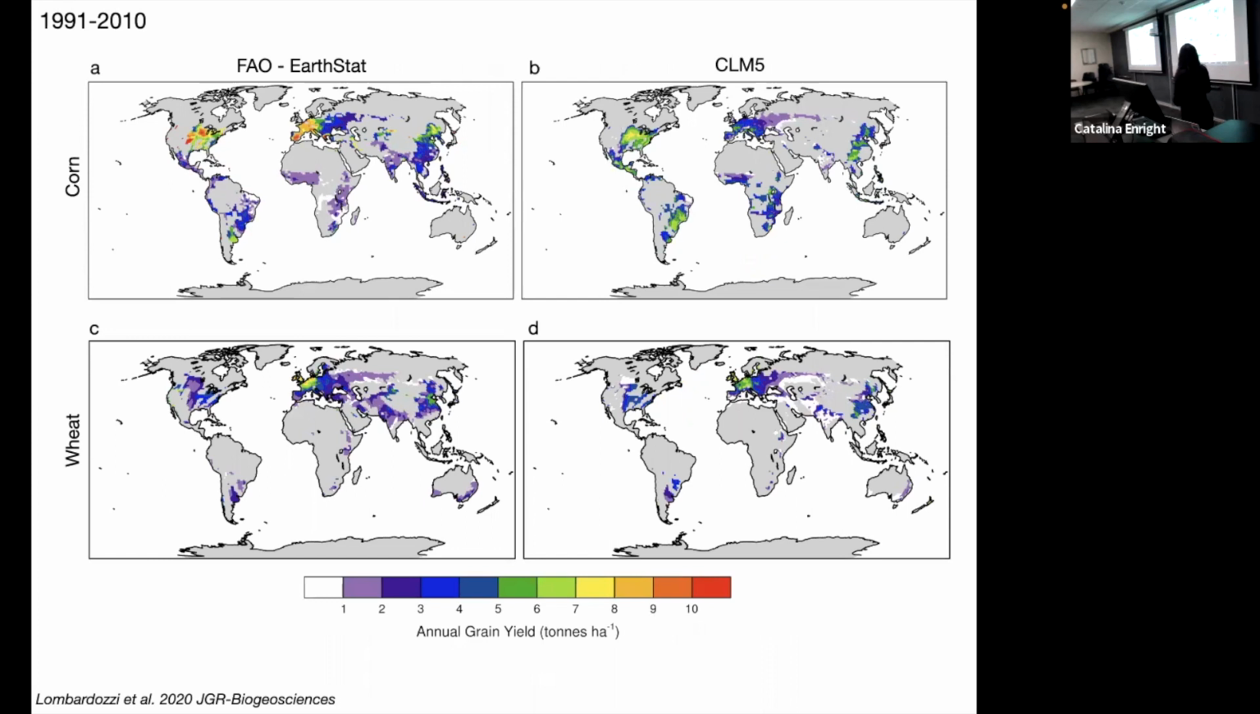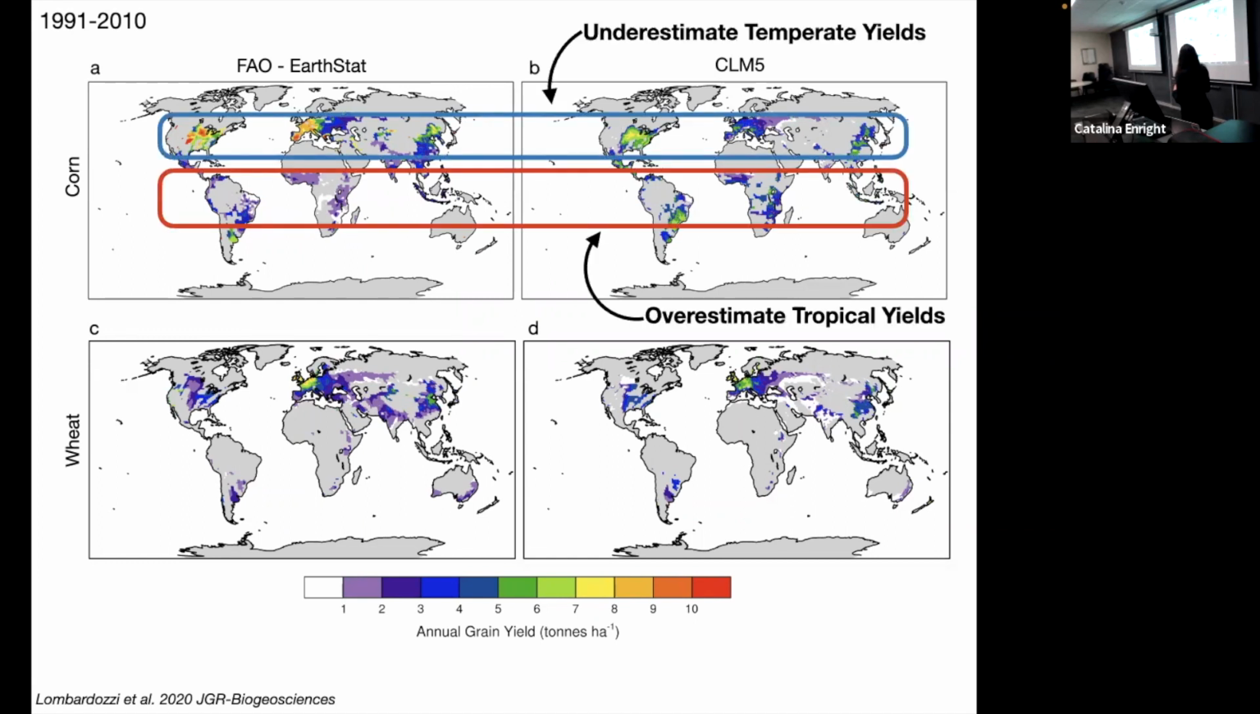But I wanted to highlight another pattern. So these are global maps. I have corn plotted here on the top and wheat on the bottom. These are just 2 of the crops that I chose to show you as an example. And then observations are here on the left, and the CLM simulations are here on the right. And part of the reason why I chose corn is because it highlights this really interesting pattern that we see in all crops, but is much more evident in corn. And it's that we underestimate yields in temperate ecosystems and overestimate yields in tropical regions.